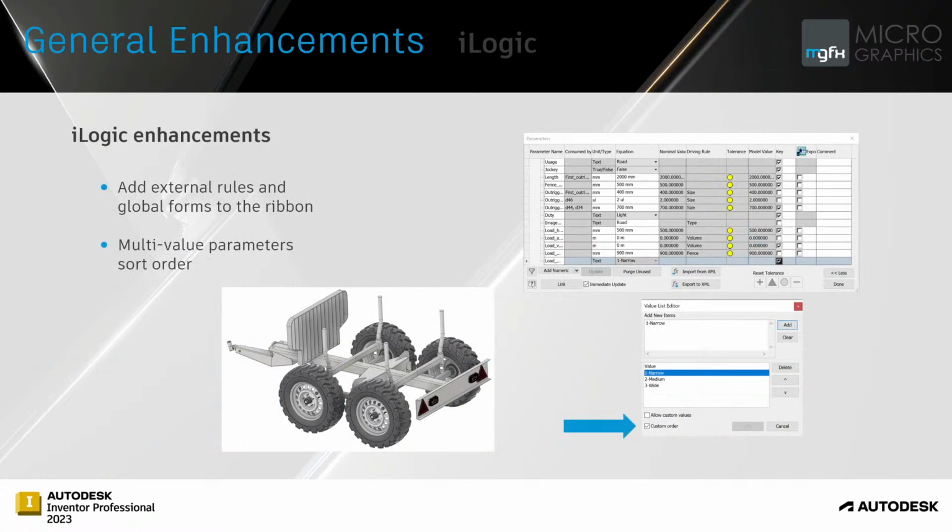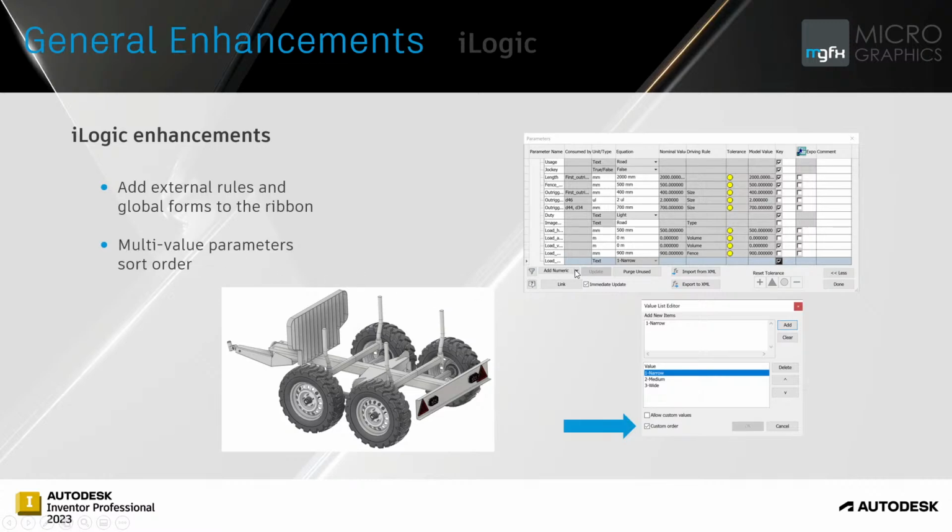Next up, iLogic enhancements. So we can now add external rules and global forms to the ribbon. So you'll find that you have your options in parameters, and you can add these external rules and global forms directly to the ribbon from your Inventor. You can also have multi-value parameters in a particular order.